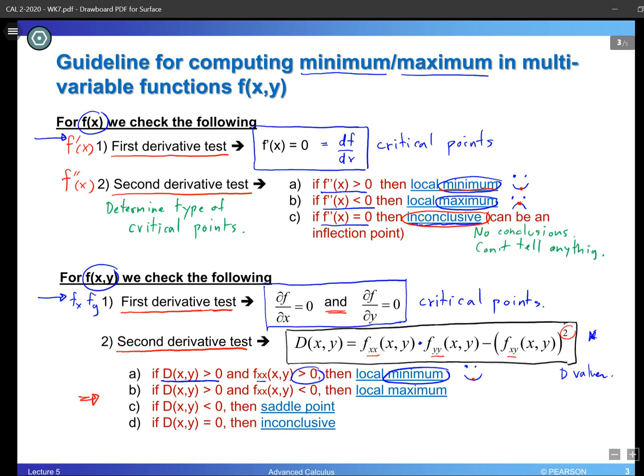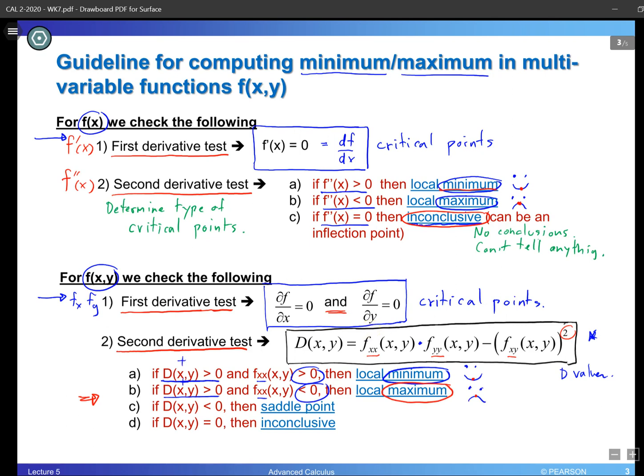Now let's take a look at this condition B. If d value is positive, and then the second order partial derivative of f with respect to x twice is negative. Negative is bad, so we have this frowny face. So we are going to get this kind of shape, and it's going to correspond to the local maximum. So far d has to be positive. So d positive right here and d positive right here.